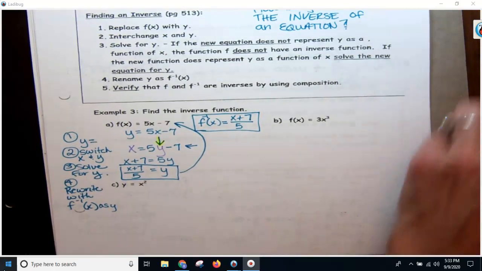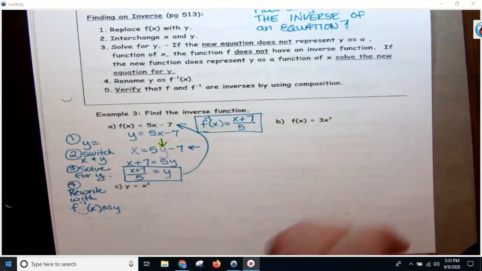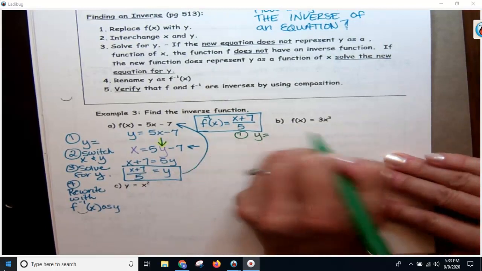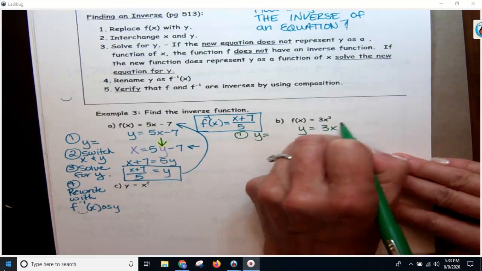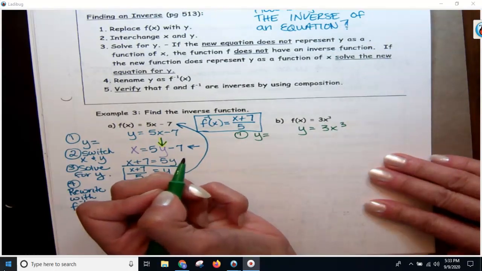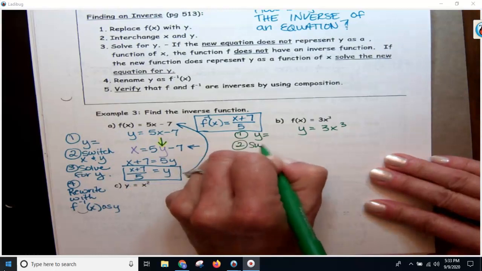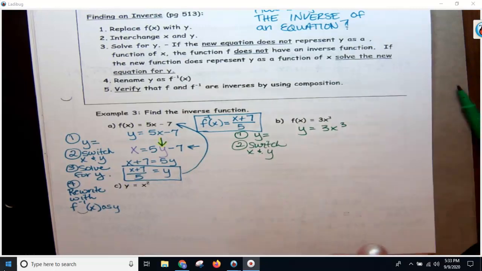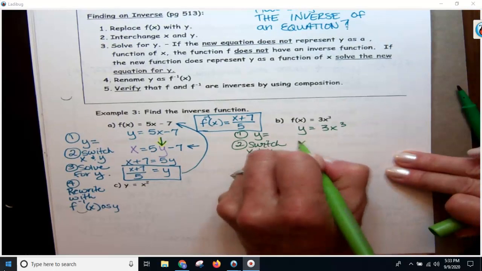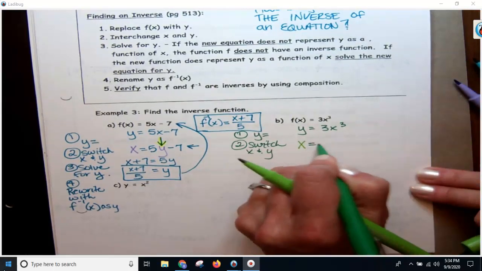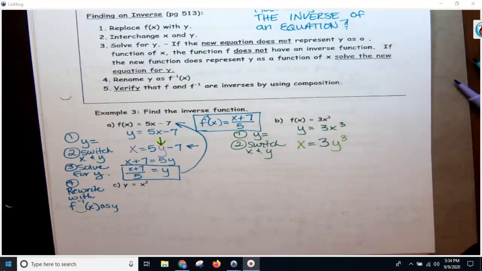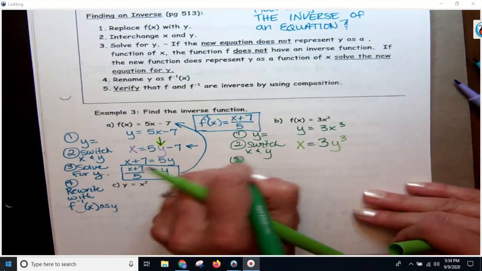So we've got step 1. We're going to do it in green. Rewrite with y equals. So instead of f of x, I'm going to put y equals 3x cubed, or to the third power. Step 2, switch x and y. So I'm going to switch it where I get x equals 3 and then y to the third. Okay, so keep that in mind. You just switch them. Then my third step, solve for y.